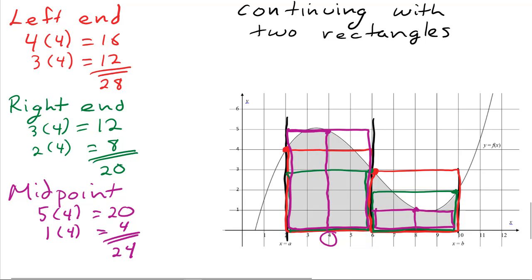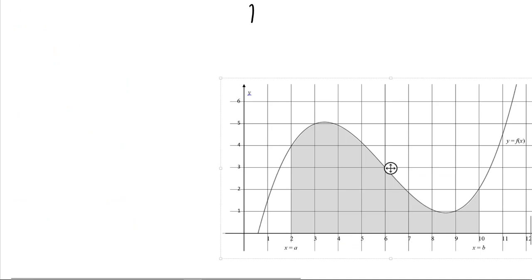So we get our left end, right end, and midpoint estimates as we did before, but they're all numerically closer to each other than they were the last time. Using 2 rectangles brings all the different estimates toward each other and also toward the true area of the shaded region. We could do even better with 4 rectangles.